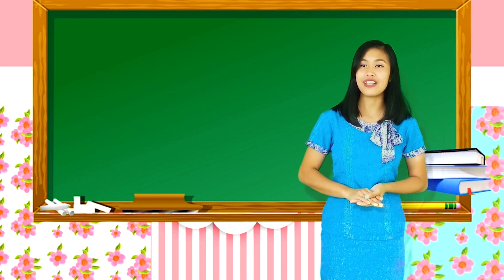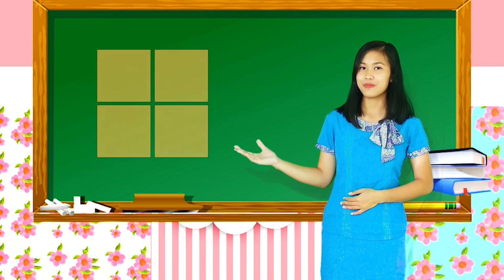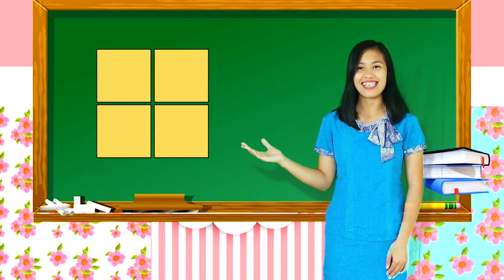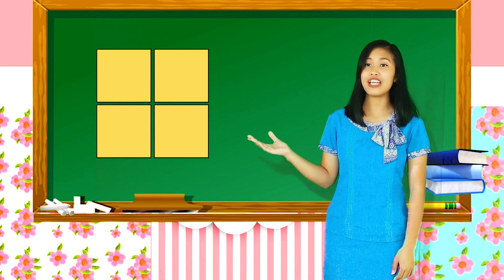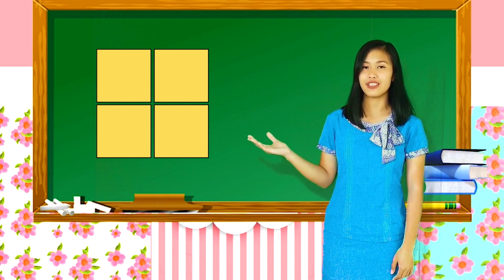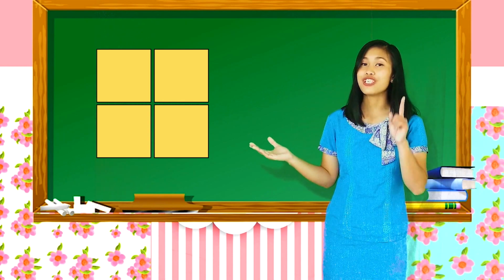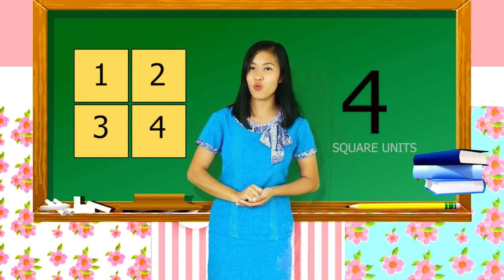Now let's try to find the area of this shape. What shape is this? Yes, very good. This is a square. So we want to find the space inside the square. And how do we measure it? Using square units. Do you know how much space is inside this shape? Let's count. 1, 2, 3, 4. What is the area of this shape? Correct! 4 square units.